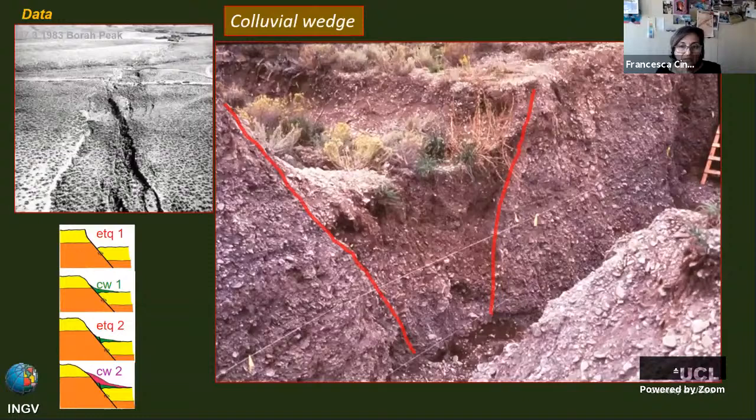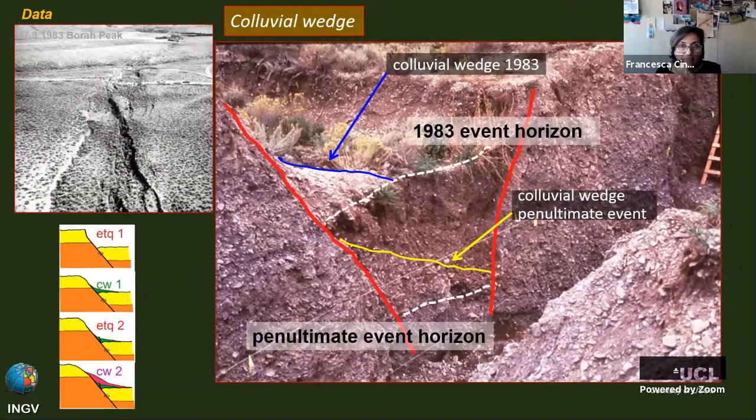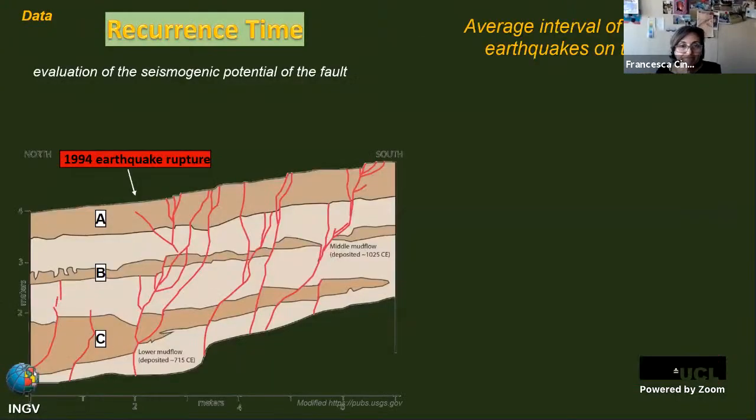This is a nice example of a colluvial wedge piled in two different events. Okay, recurrence time, always the same log, very simple.